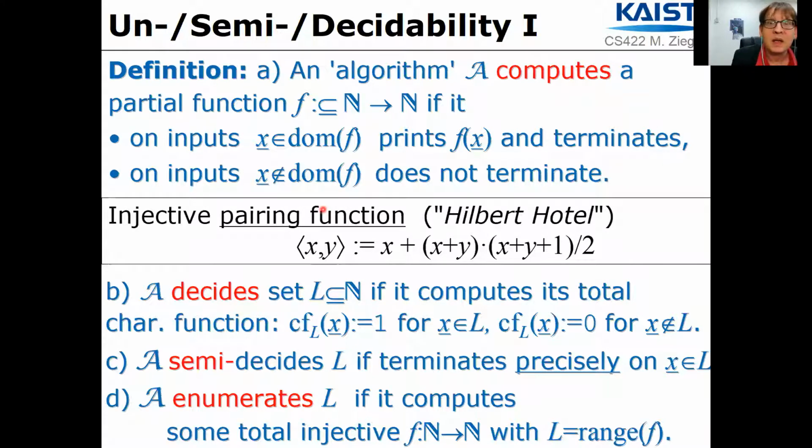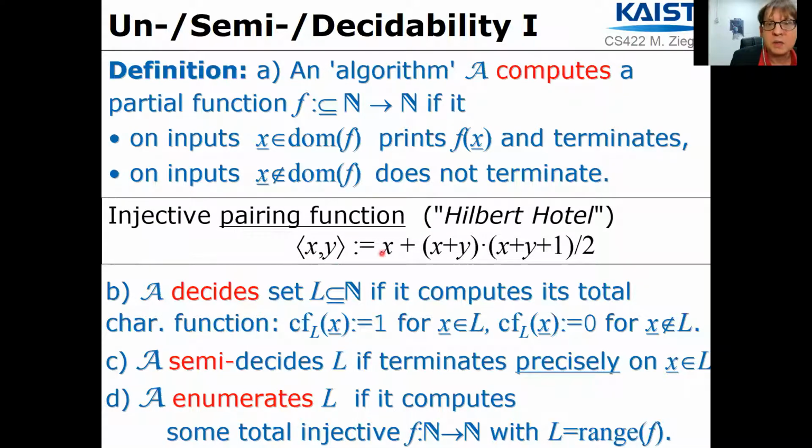So to many students, this initially comes as a surprise that this is possible. So let's look more closely at that. And such a function, such a pairing function, is sometimes also known as Hilbert Hotel, which I'll tell an anecdote about in a minute. So here's the function.